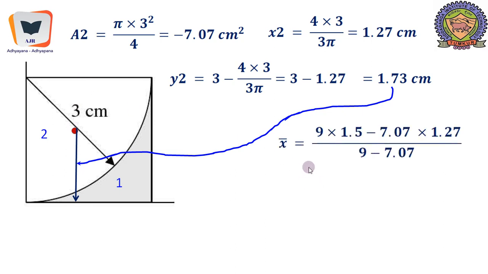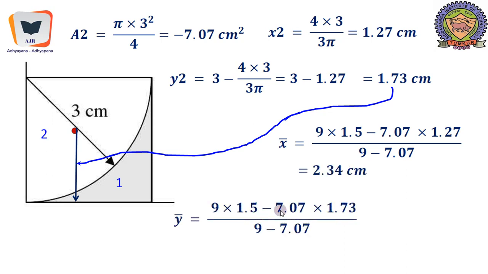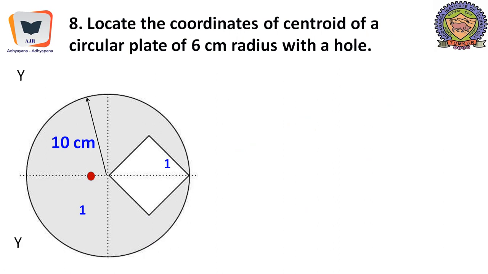Now x bar is a1 into x1 minus a2 into x2, divided by a1 minus a2, with a1 into x1 being 9 into 1.5. It will give us 2.34 centimeters. As far as y bar is concerned, it is a1 into y1 minus a2 into y2 divided by a1 minus a2, and we have computed everything. So the y bar from the x reference axis is 0.66. If we locate this, it will fall somewhere over here: horizontally at 2.34 centimeters from the y-axis, and vertically at a distance of 0.66 centimeters from the x-axis.